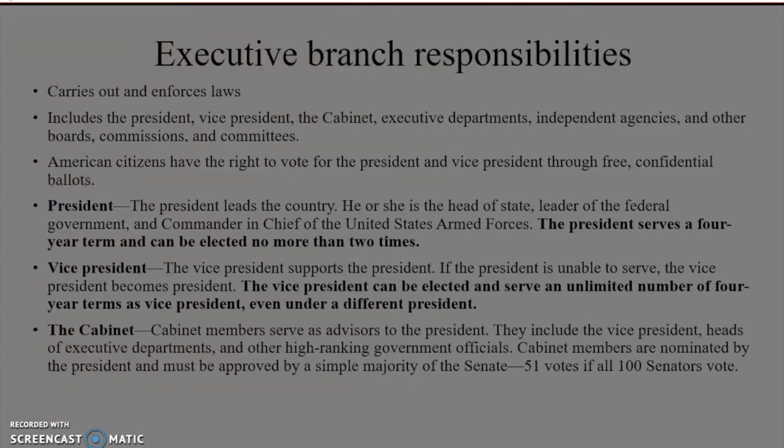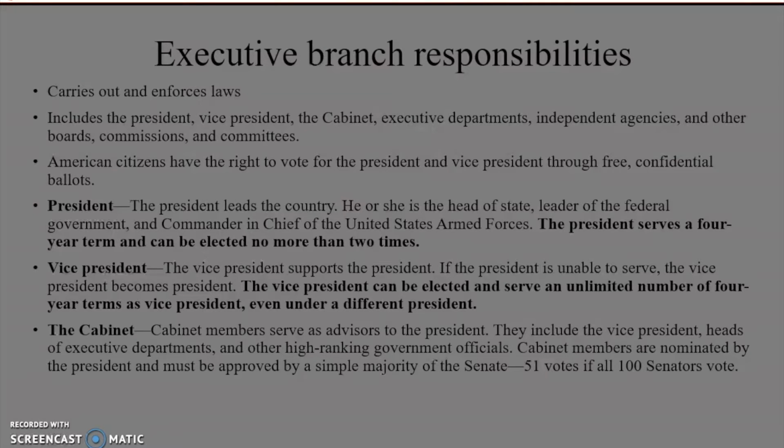President. The President leads the country. He or she is the head of state, leader of the federal government, and Commander-in-Chief of the United States Armed Forces. The President serves a 4-year term and can be elected no more than 2 times.